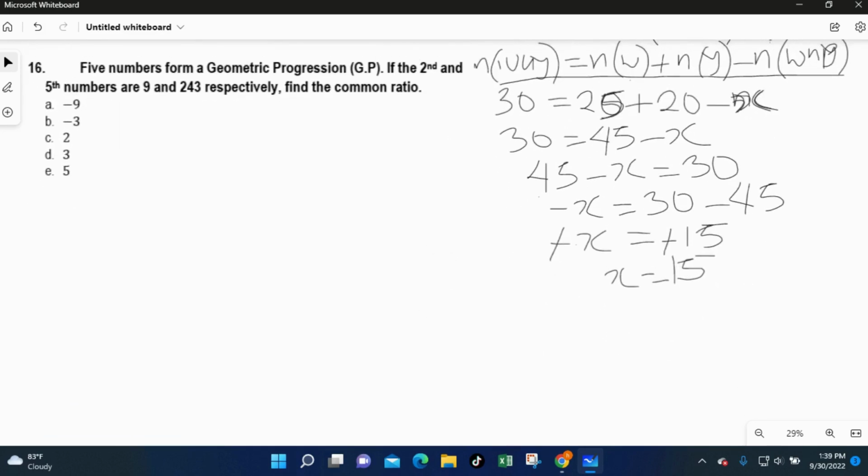In the next question, we are asked to find the common ratio.